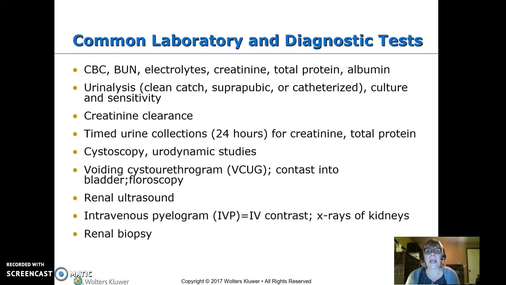So some of the common labs we do: CBC, we're looking for infection, right? BUN, I always like to connect BUN and creatinine together. That's telling us about some of the waste products and are they being cleared. Can the kidneys clear them out? Electrolytes, remember, where sodium goes, water goes, and infants and young children don't concentrate urine well, which means they're losing water and electrolytes together.